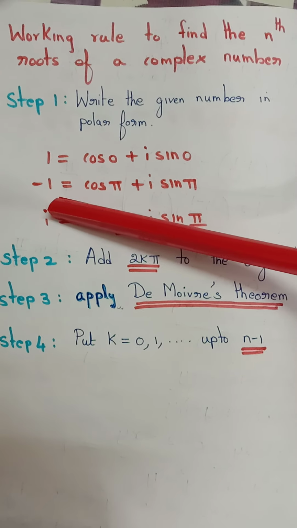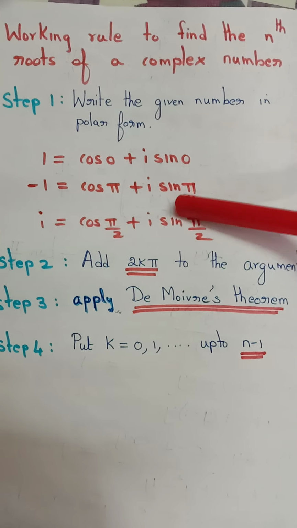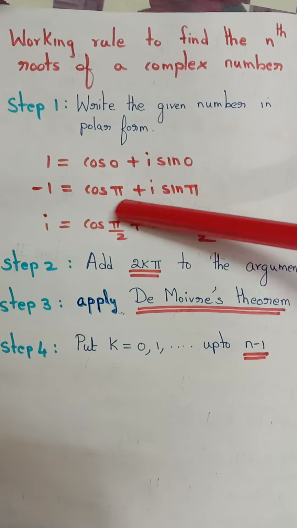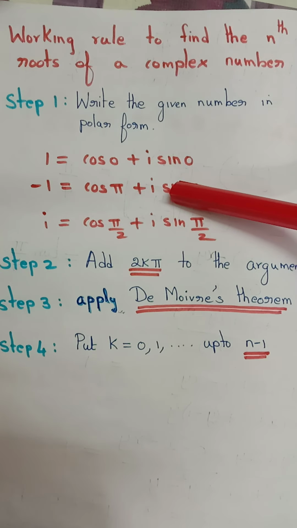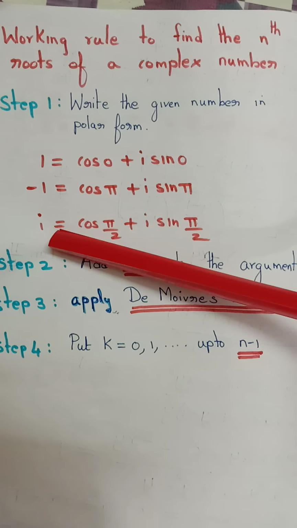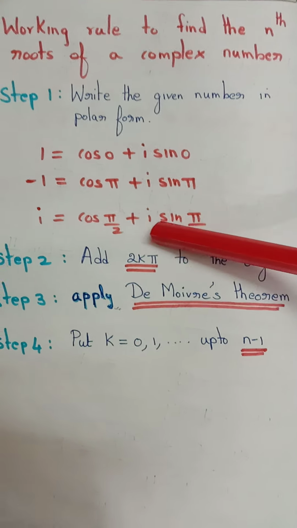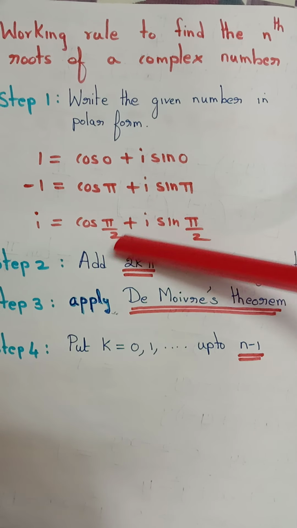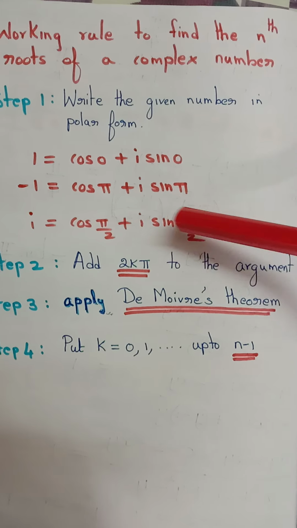Similarly, if you have minus 1, the polar form is cos pi plus i sin pi. Because the value of cos 180 degrees is minus 1, and sin 180 degrees is 0. Similarly, for i the polar form is cos pi by 2 plus i sin pi by 2, because cos 90 degrees is 0 and sin 90 degrees is 1. So 1 into i, you will have i.